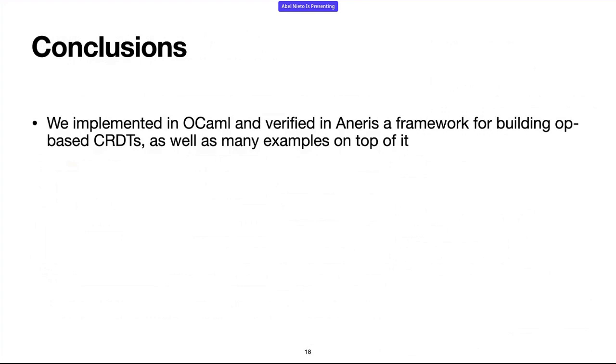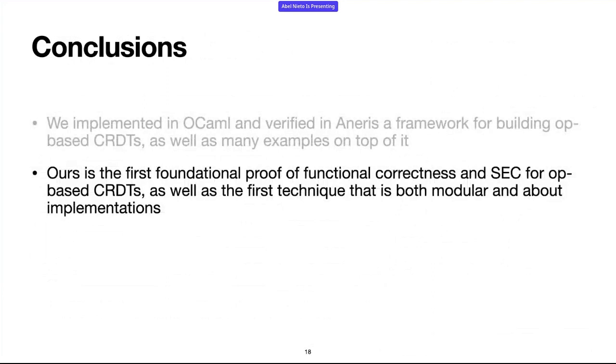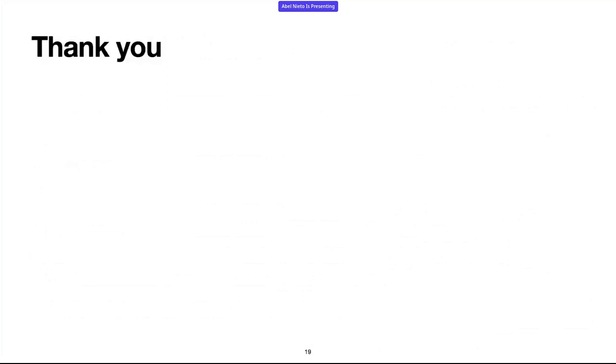So in conclusion, we've implemented in OCaml and verified in Aneris a framework for building these operation-based CRDTs, as well as a bunch of examples. To our knowledge, this is the first foundational proof of correctness and eventual consistency for CRDTs. By foundational here, I mean that we go all the way: we implement the causal broadcast, and then on top of the causal broadcast we build the CRDT, as opposed to assuming that the network gives you a causal broadcast as a primitive. And our technique is the first thing that is both modular and about realistic implementation. And that is all.